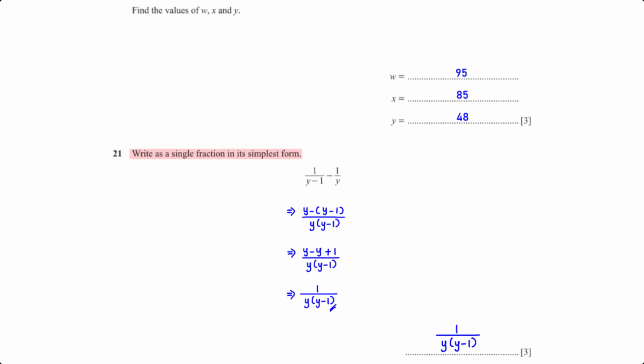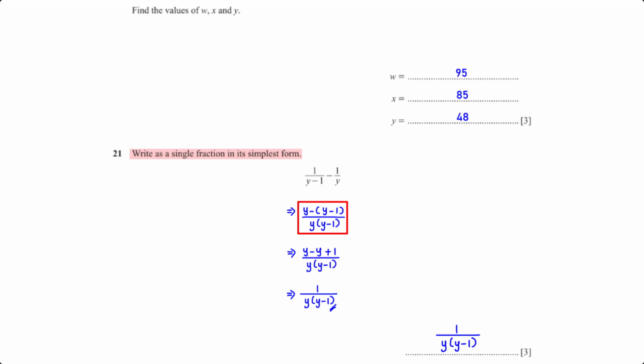Write as a single fraction in its simplest form: 1 over (y minus 1) minus 1 over y. To get the LCM, we multiply the denominators, which gives us y times (y minus 1). For 1 over (y minus 1), y minus 1 goes into the LCM and we are left with y, which multiplies the numerator, which is 1. So y times 1 is y.